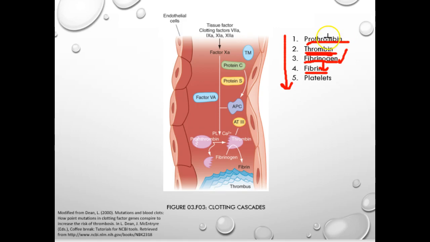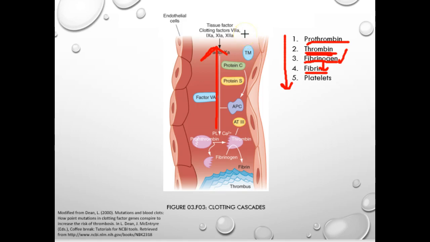Okay? And then you could back up the clotting cascade and work your way backwards through all those factors. We're not going to do that. We're going to keep it to those last 5 steps there. Platelets aren't really truly a part of it, but platelets will actually attach to the fibrin and help to form that clot. So let me reverse it now.